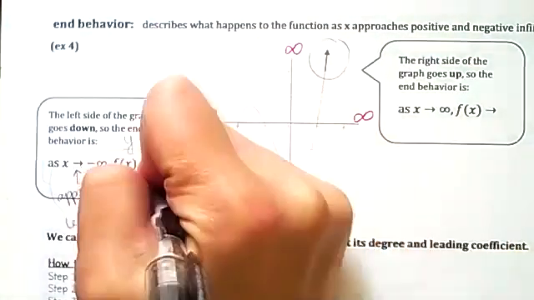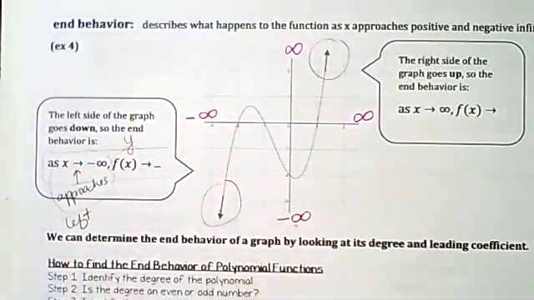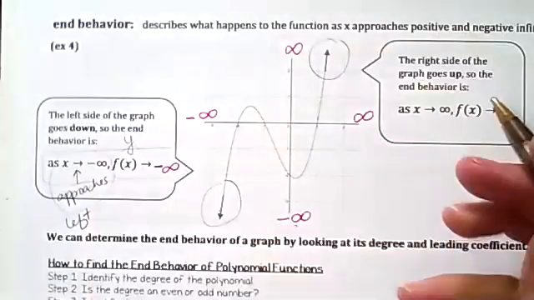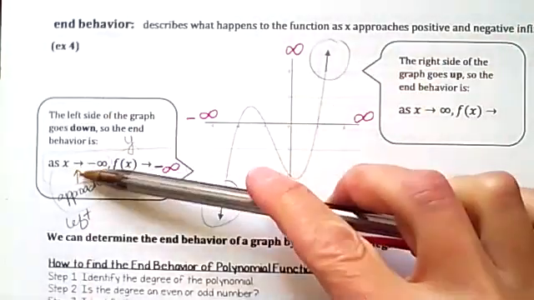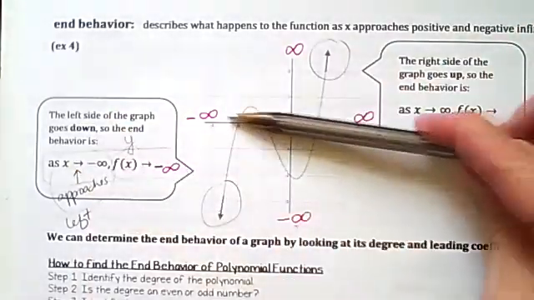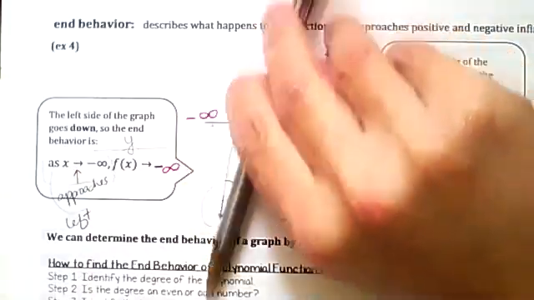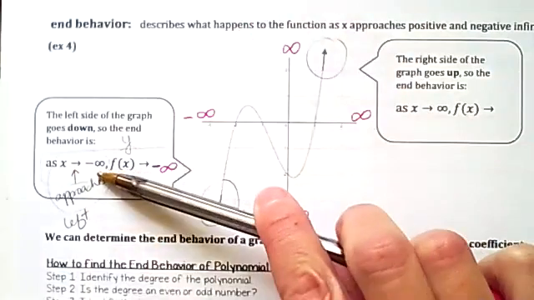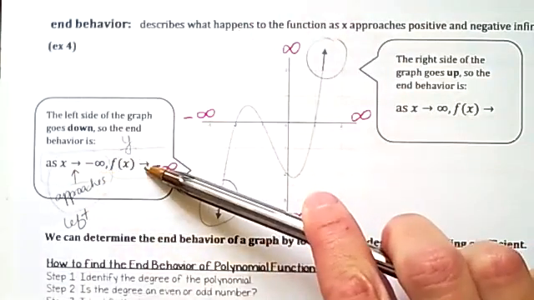So to fill in this blank, we would write negative infinity. So again, let me explain what this means. As x goes left, as x approaches negative infinity, y is pointing down. So as we go left, it's going down. So as we go to negative infinity on the left, y is also going to negative infinity.